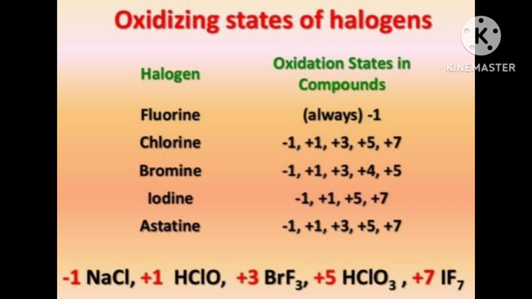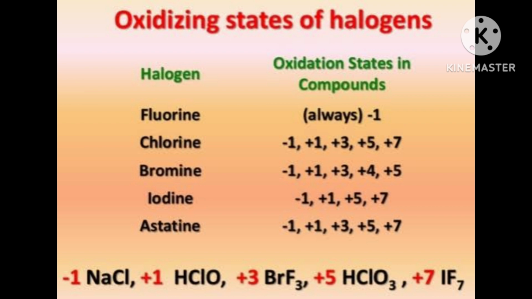This is 7, not completely filled. One is lagging behind. Only 7 everywhere. The last shell has 7 electrons in every element of the halogens.